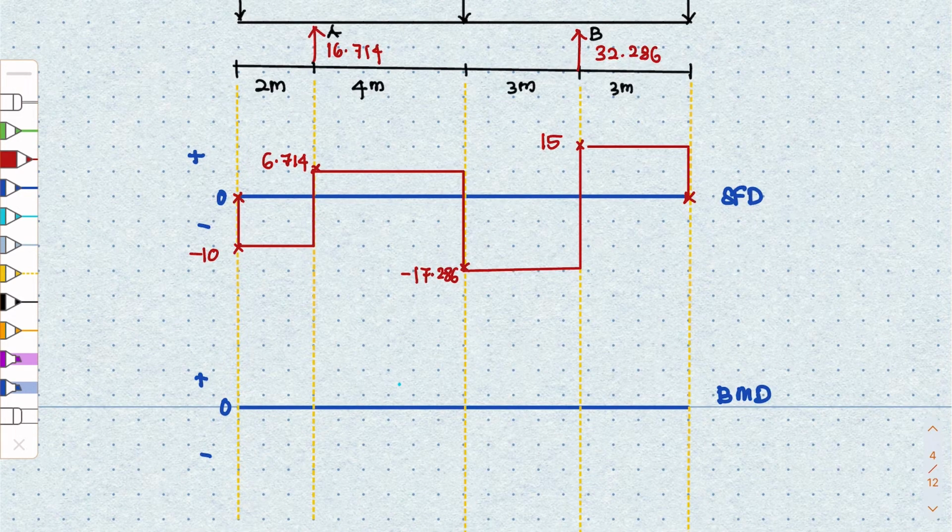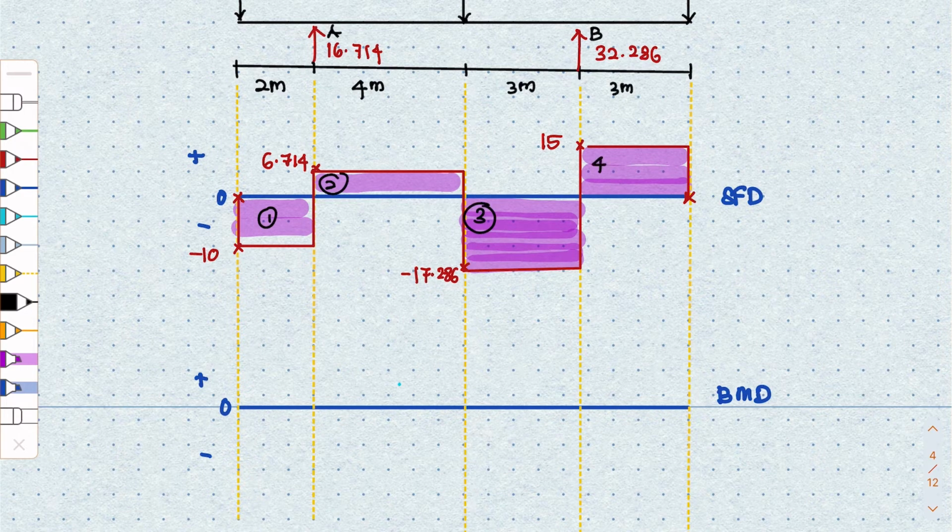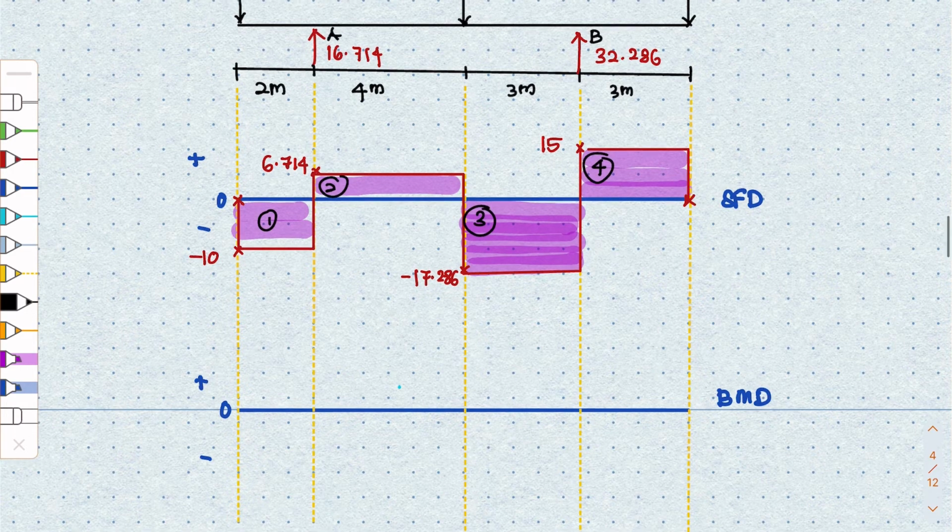Okay, next we're going to do the BMD. As usual, kita akan pakai the same method, which is method area ni lah, which is according to yang I highlightkan ni semua. So I'm going to label this one. Ini 1, 2, 3 and 4 as the area.